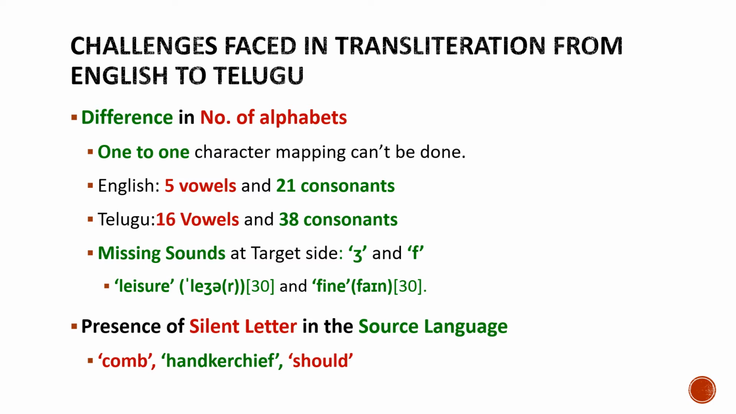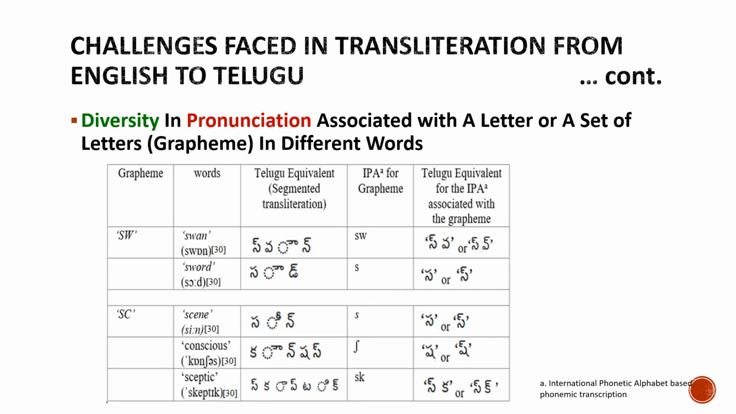Presence of silent letters in the source language. In English, there are many letters which at times are not pronounced. For example, in the words comb, handkerchief, and should, the letters B, D, and L are silent. Diversity in pronunciation associated with the letter or grapheme in different words. For example, the grapheme SW has 2 different pronunciations in the words swan and sword. The grapheme SC has 3 different pronunciations in the words seen, conscious, and skeptic.